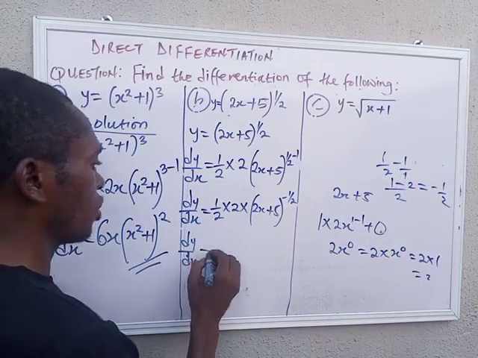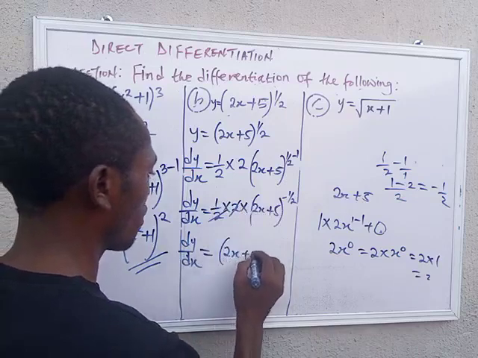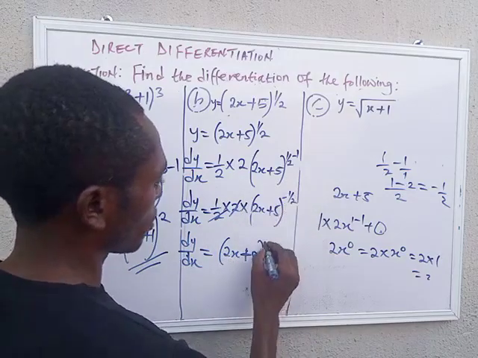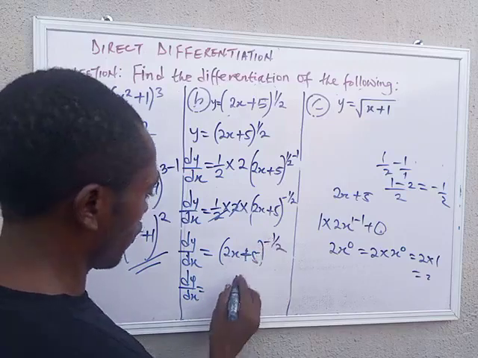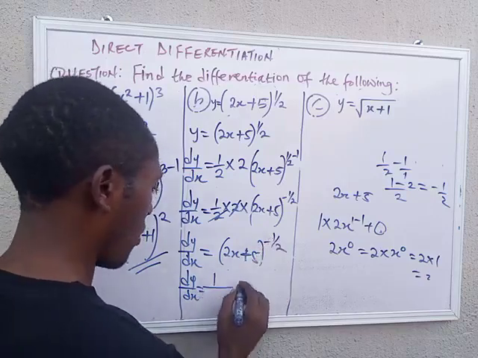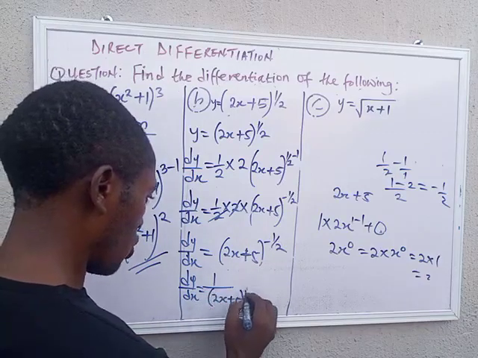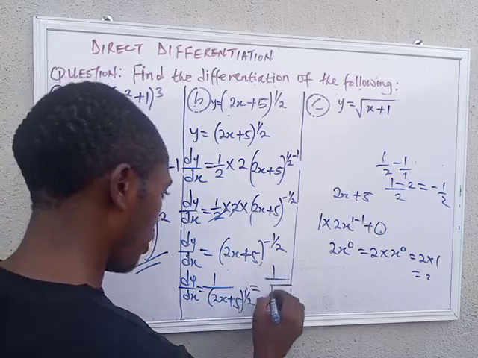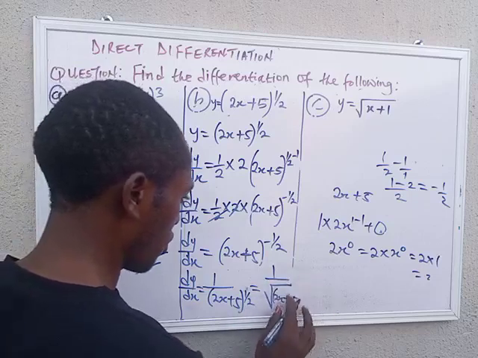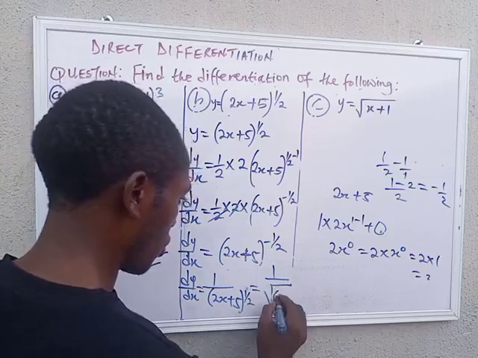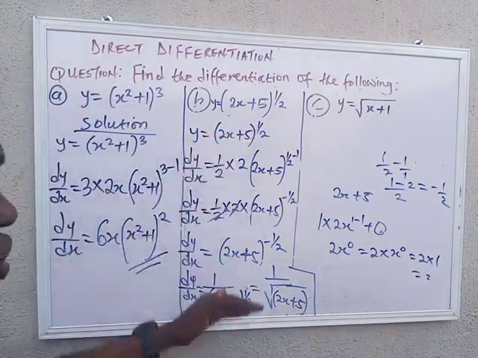So for dy dx, we have this 2, we cancel this 2. We have 1 left. So 1 times this is the same thing as 2x plus 5, raised to the power of minus 1 over 2. Minus means 1 over, so I have 2x plus 5 raised to the power of half. So this is the same thing as 1 over the square root of 2x plus 5. Half is square root. So this is our answer, and this is what we have as the solution to this problem.